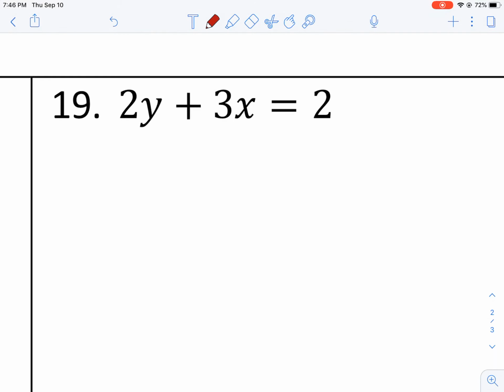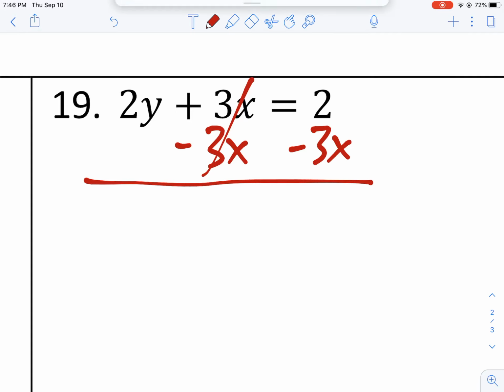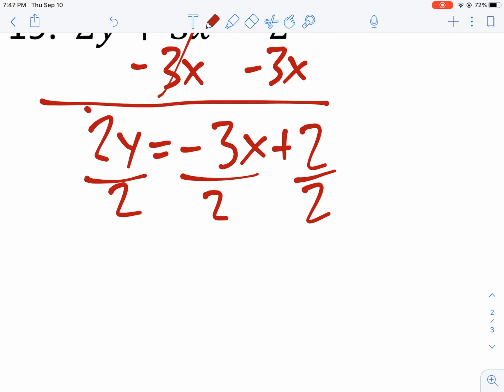Last one, standard form. In order to graph this in standard form, remember, we have to turn it into slope-intercept form. So we're going to start by subtracting 3x on both sides, because if you want to turn it into slope-intercept form, that means we want to get our y by itself. So we're going to move our x over. Then we're going to divide by 2 to finish getting y by itself. When we divide by 2, we divide both terms on our right side by 2.